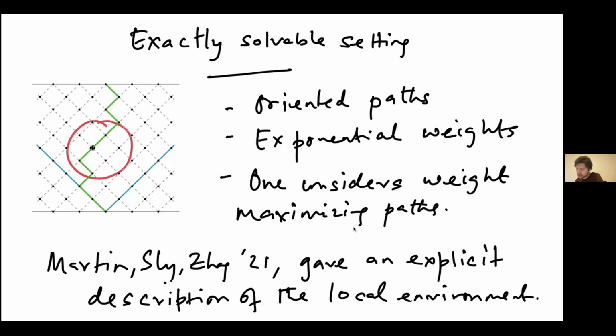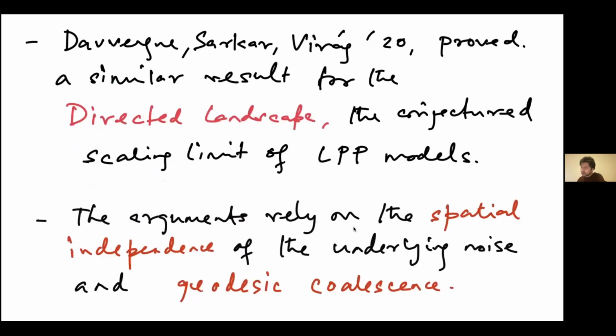In the paper that came out this year, James Martin, Allan Sly, and Lingfu Zhang gave a very explicit description of this local environment using connections to particle systems that this integrable model admits. So there's been quite a lot of activity both in FPP and in, this is known as last passage percolation, because it's maximizing paths instead of minimizing paths. So it's known as LPP. And subsequently, Dauvergne, Sarkar, and Virag also proved a similar result, but for the directed landscape, which is the conjectural scaling limit of all these last passage percolation models.